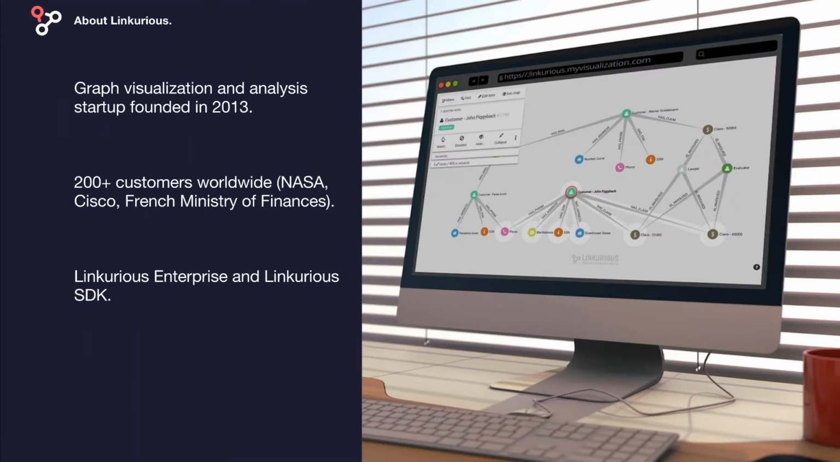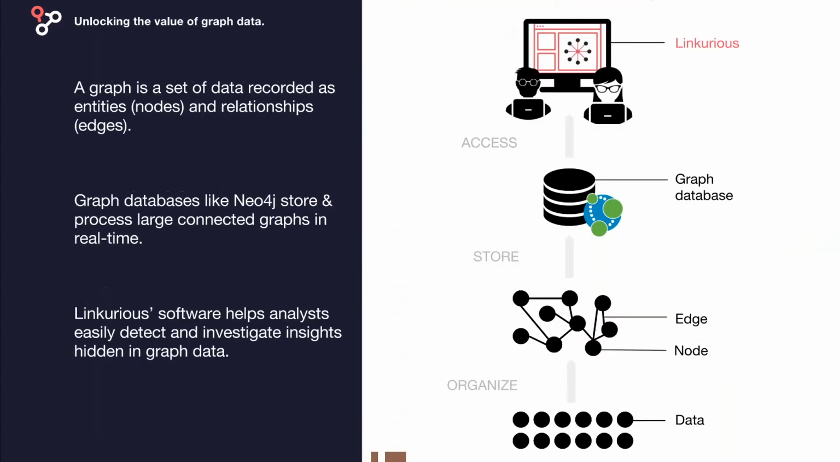Good, let's start by a quick introduction about Linkurious. Linkurious is a French startup based in Paris. We started in 2013, and today we are working with a bit more than 200 customers. Actually, most of our customers are working abroad. We do work with organizations like Cisco or NASA, and also a couple of governmental institutions like the French Ministry of Finances. Our Linkurious Enterprise and Linkurious SDK products help analysts extract hidden insights from graph data.